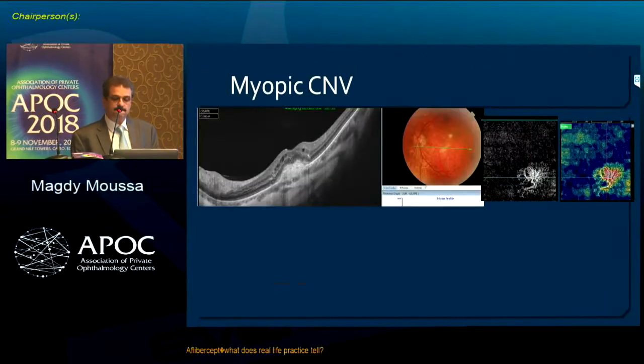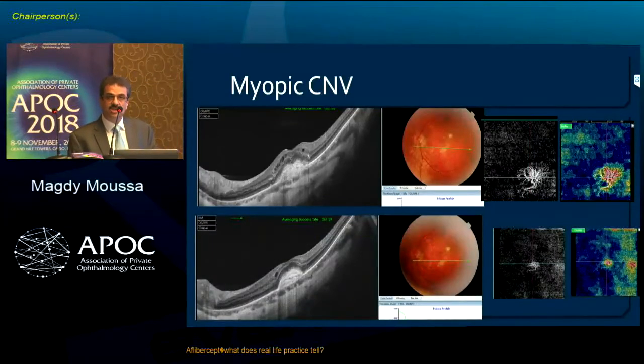Lastly, myopic CNV. We all know that myopic CNV is the best in treatment with anti-VEGF. So I tried with this patient. I gave her only 1 injection. We all know that they respond very rapidly, not like AMD, and complete regression after 1 injection. And in this patient, we don't have to repeat the injection. We can follow them up PRN, and sometimes they don't need more than 1 or 2 injections per year.